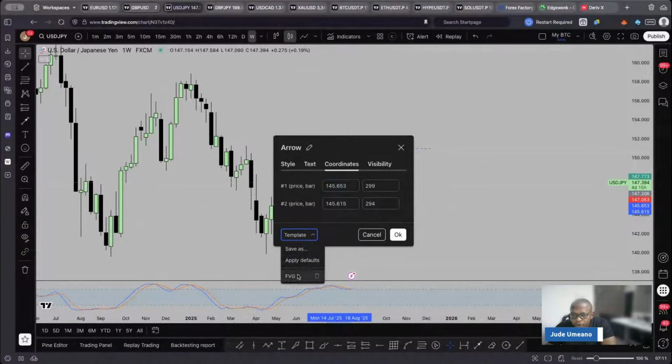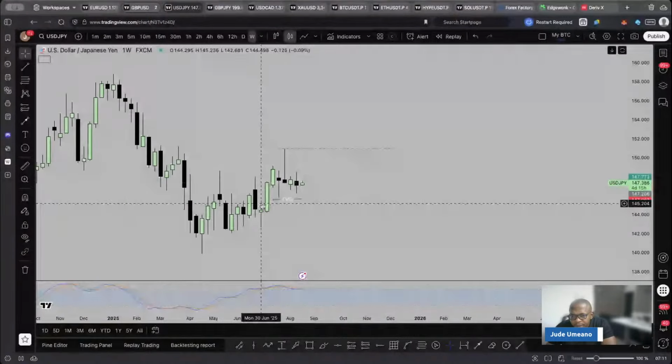So because of that, I'm not going to take this bottom. I'm going to consider this here. I'm going to consider the top of this demand zone we have here. That is what I'm going to consider.